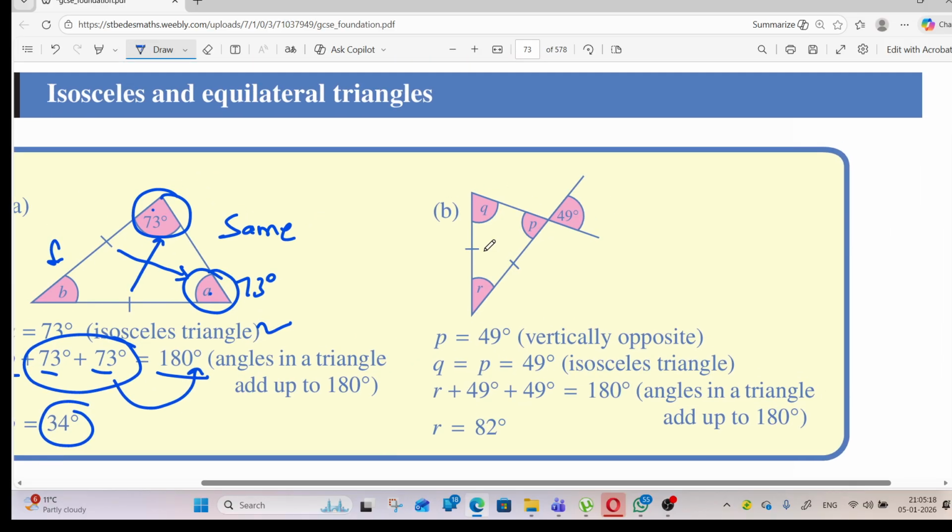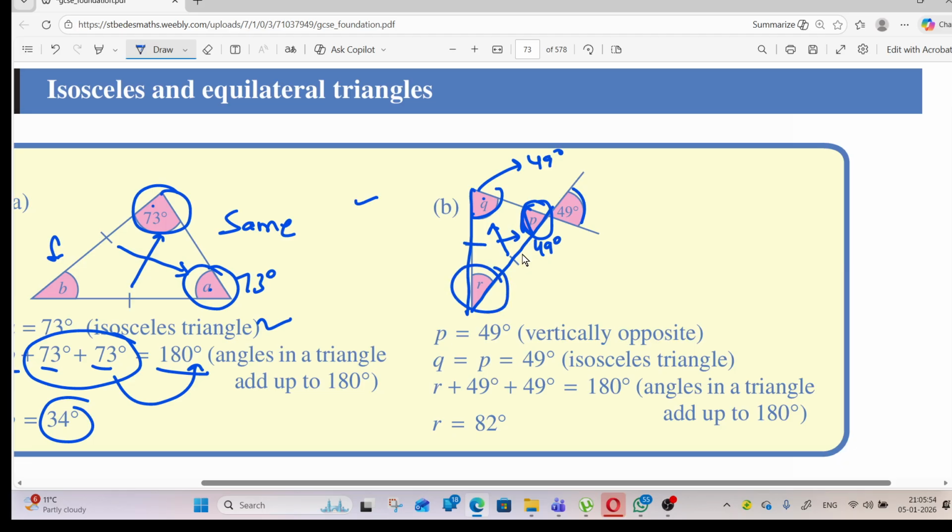Again, let's see one more example of isosceles. This is an isosceles because this side is equal to this. The angle opposite to this side is this angle, and opposite to this side is this angle. So if this is 49, P is vertically opposite of 49, so this is also going to be 49. If this angle is 49, this is also going to be 49 because they are both equal because of the isosceles triangle, right?